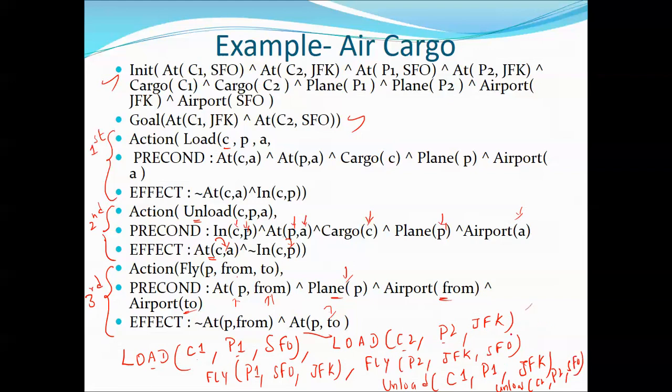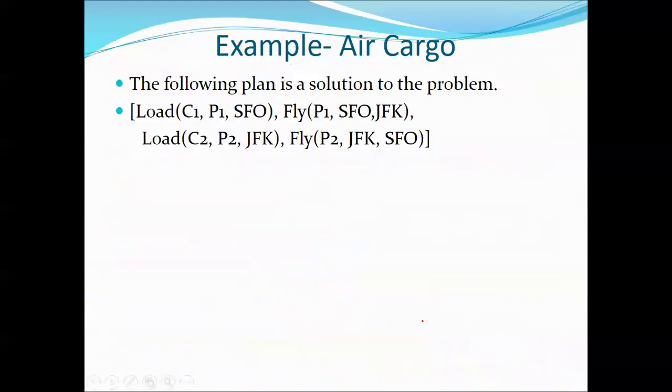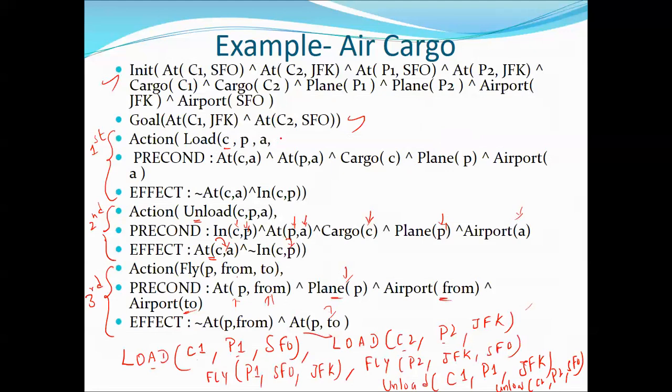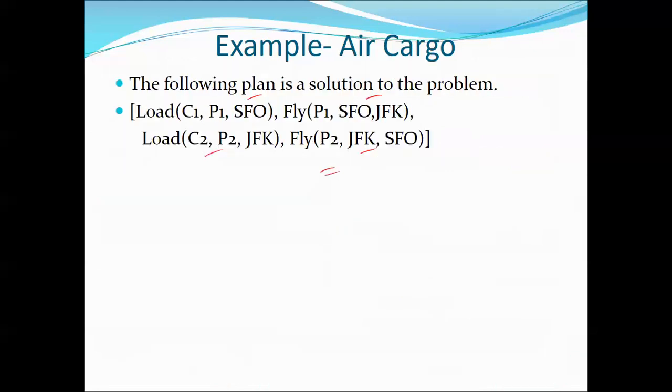So this is the rule. So 1, 2, 3, 4, 5, 6. These 6 rules will take us to the destination. Okay. Here unload they have not written, but unload also you should include, right? So load(C1, P1, SFO), fly(P1, SFO, JFK), load(C2, P2, JFK), fly(P2, JFK, SFO). But later you should also unload, right? Only if you unload will the cargo come into that particular place, right? So you can also include unload.